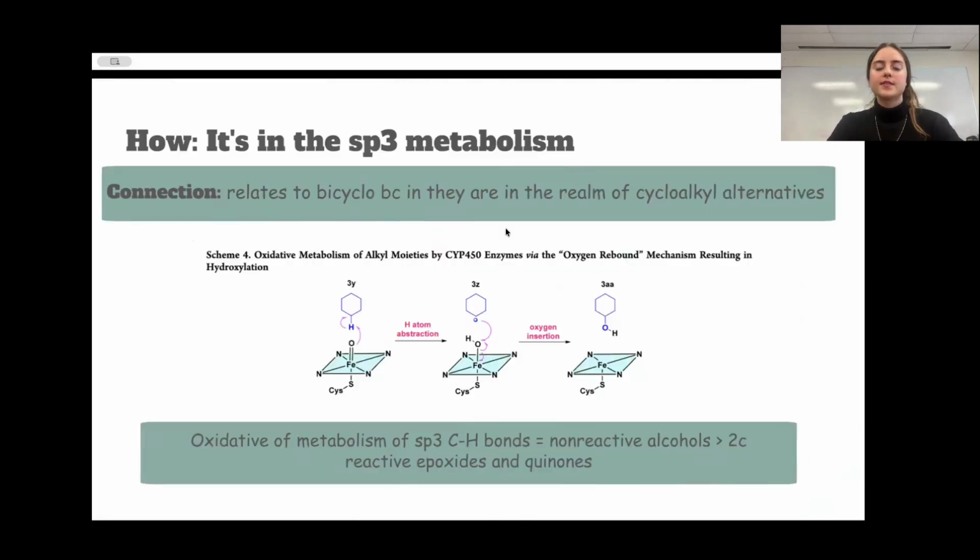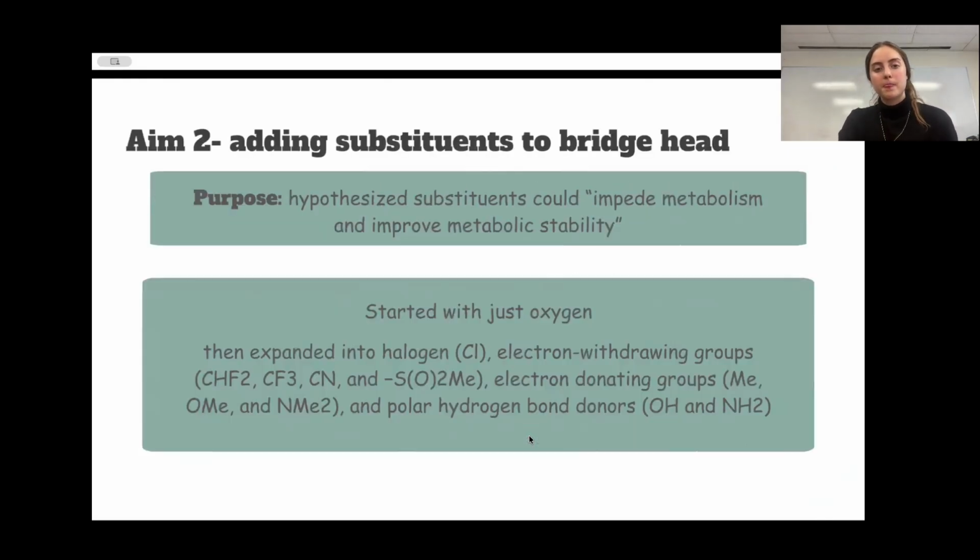So how is this coming about? They used a past radical mechanism identified for cycloalkyl alternatives. And since the bicyclo analogs fit in this, they attributed this change to this mechanism. This mechanism uses hydrogen abstraction and oxygen insertion to lead to a non-reactive alcohol compared to our original harmful epoxides and quinones.